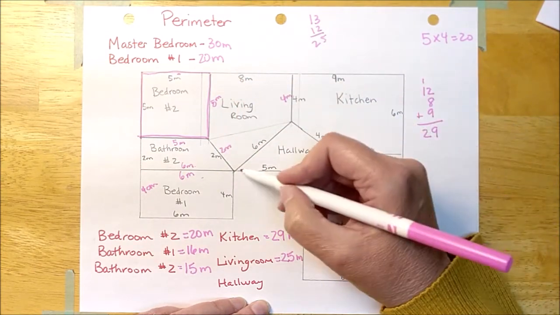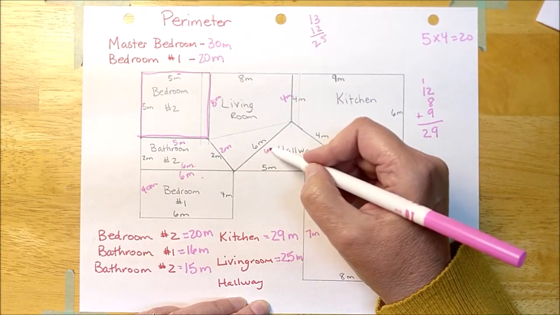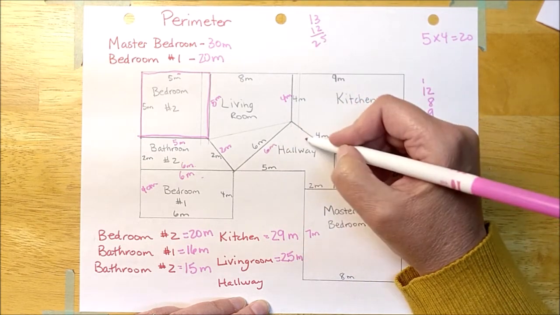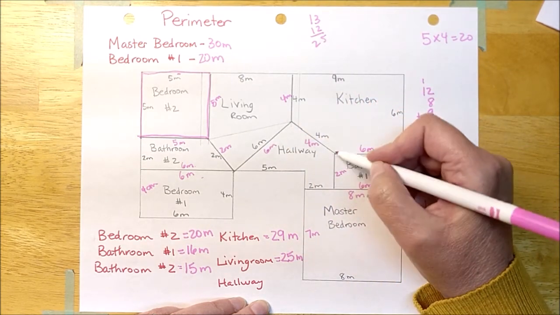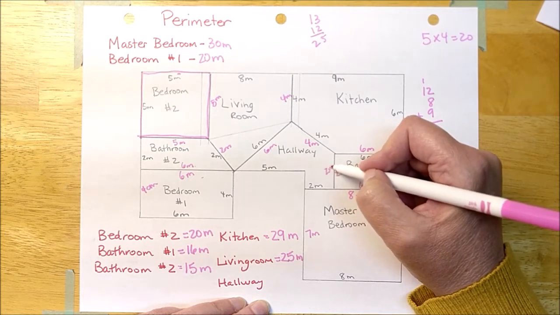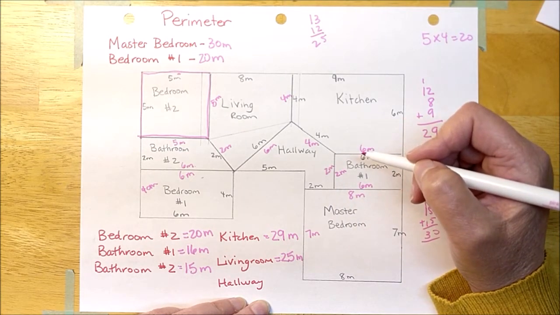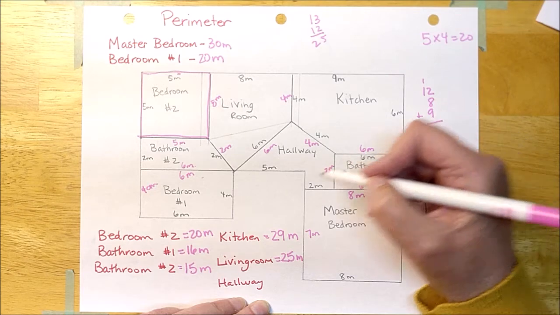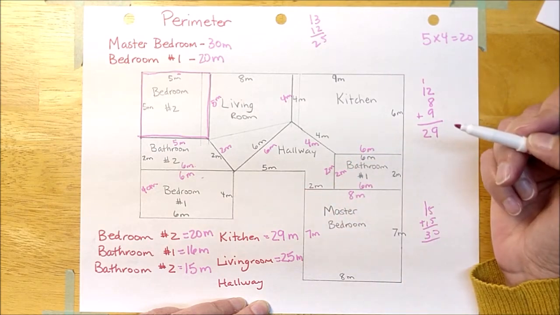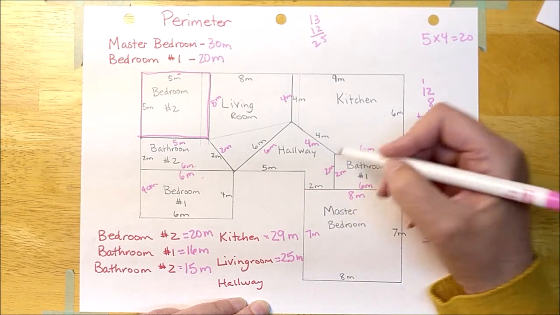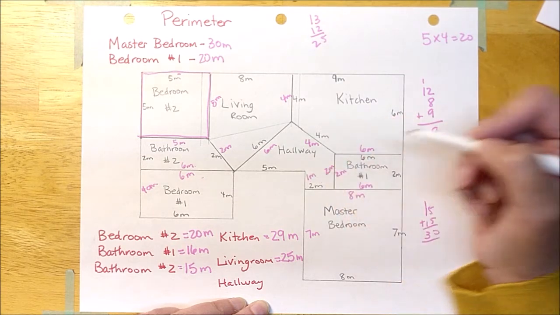My hallway, I know that that line is 6 meters. I know that line is 4 meters. I know this line is 2 meters. Oh no, they forgot to tell me something really important. I need to know what that line is. Well, it looks like it's half of that one, so I'll say it's 1 meter.